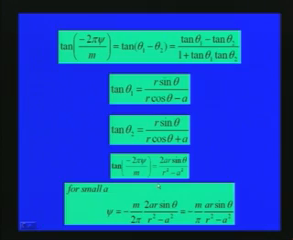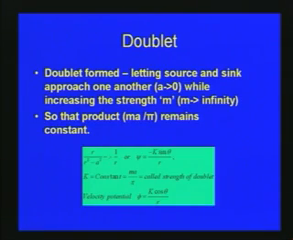For the doublet which we consider, the strength is defined as the constant k, which is equal to m a by pi, and is called the strength of the doublet. And finally, the velocity potential, with respect to this, we can write phi is equal to k cos theta by r.